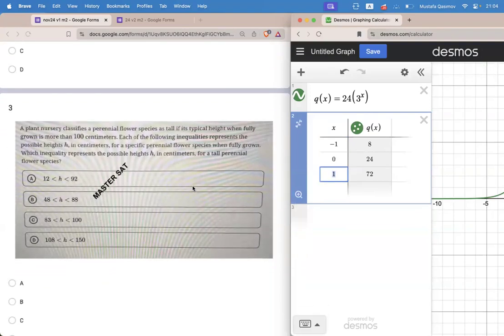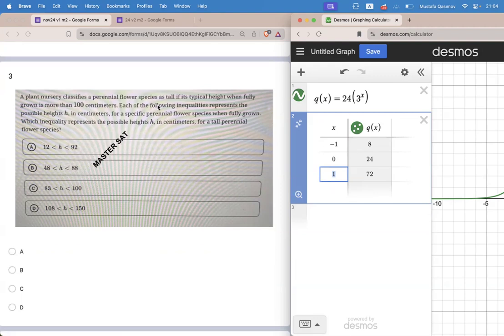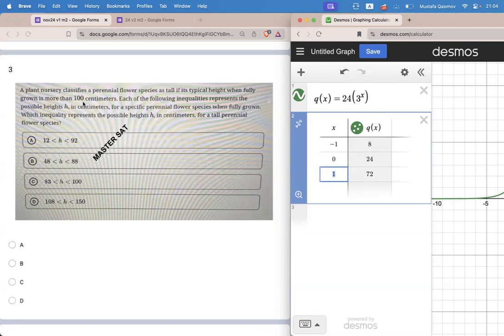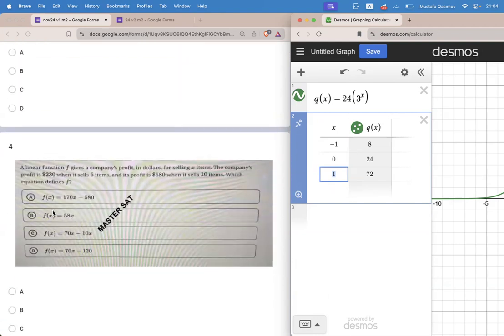Okay, third one. For the third one, just wait. Wait a minute. Okay, for the third one, it says that it is more than 100 centimeters, so it is D. Probably it is D. We don't need to read that part because they're more than 100 and it's correct for only D.